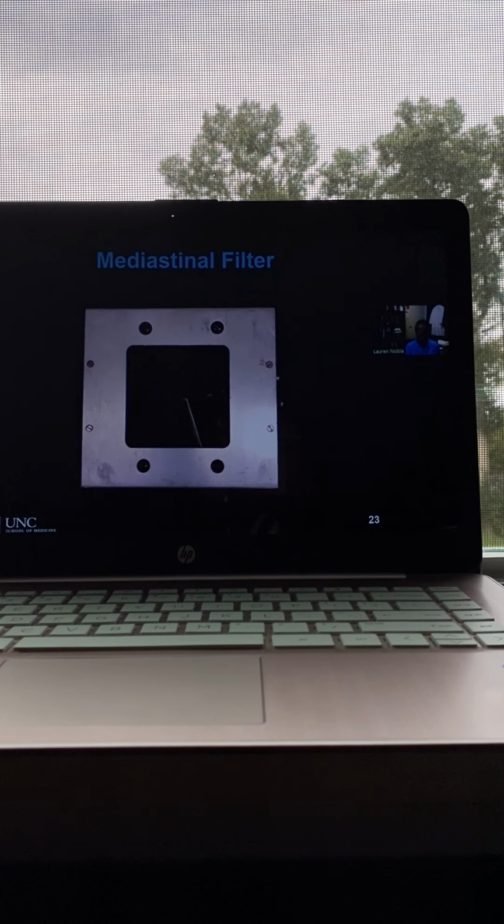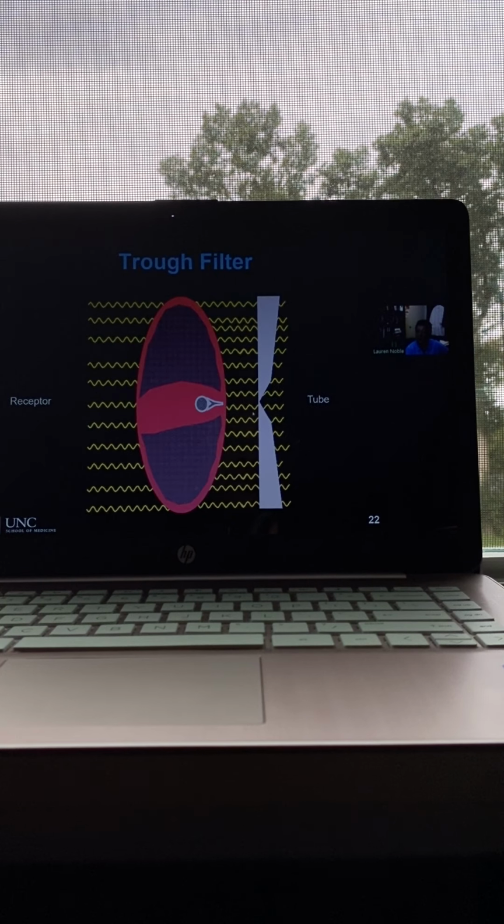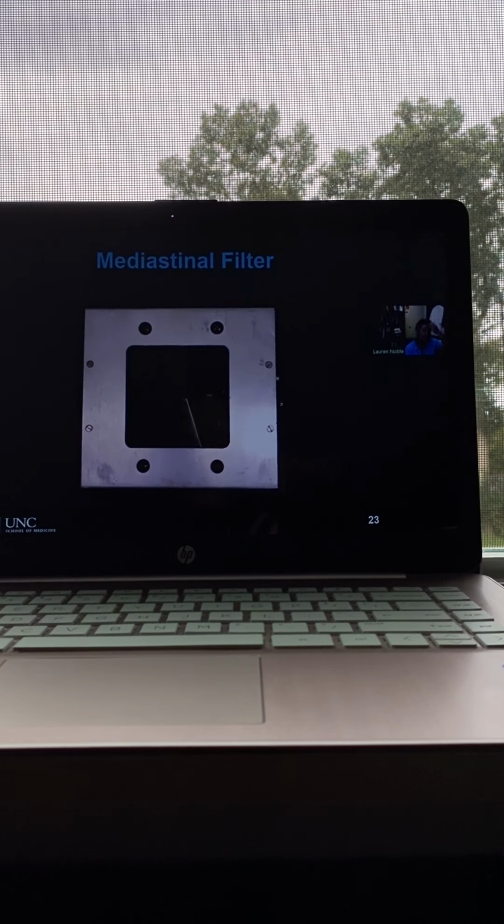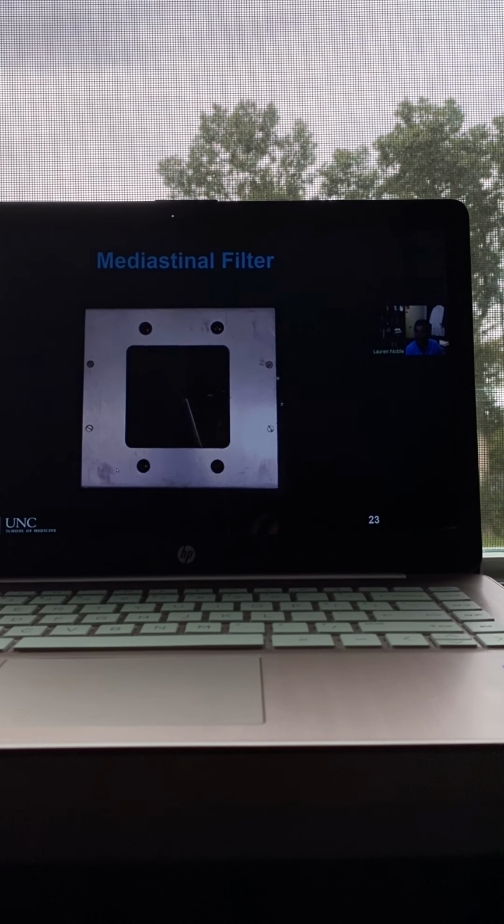So it's the same purpose as a trough filter. It just allows for the lungs to receive fewer x-rays so that the lungs won't appear dark, but it's just a different type of filter. I do not have a trough filter, but I do have a mediastinal filter. In fact, this is one from our lab that I took a picture of. So I will show you this mediastinal filter tomorrow so that you can see what that looks like.